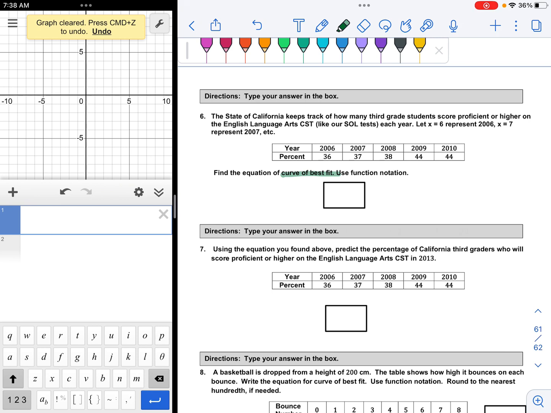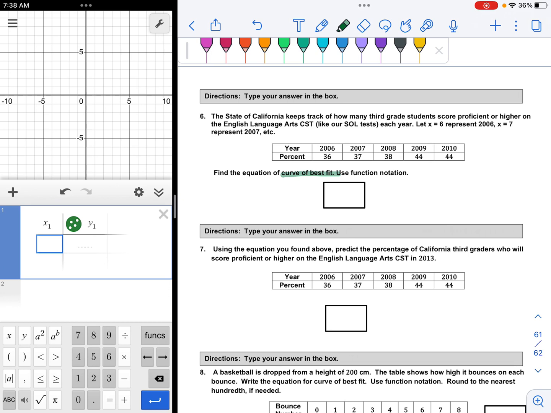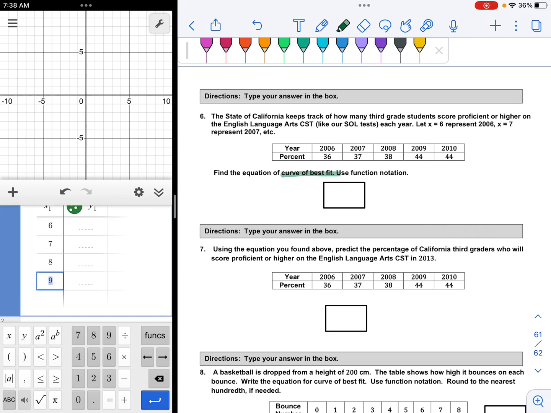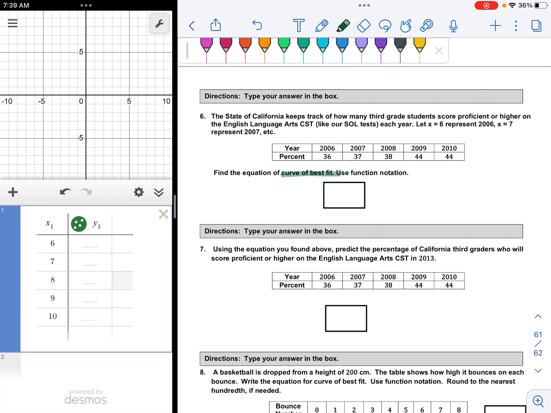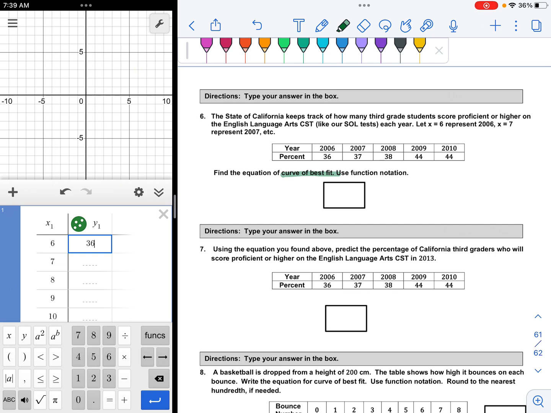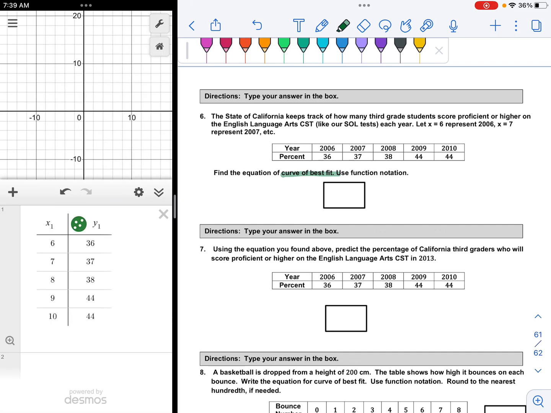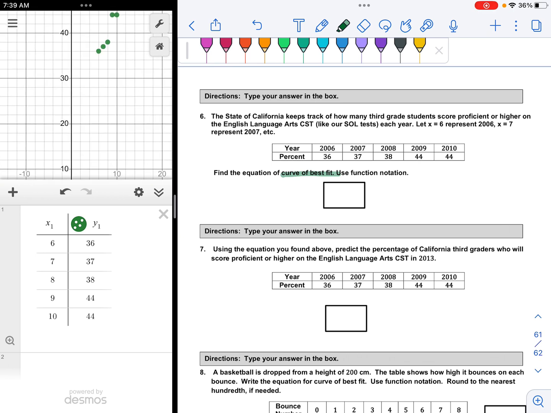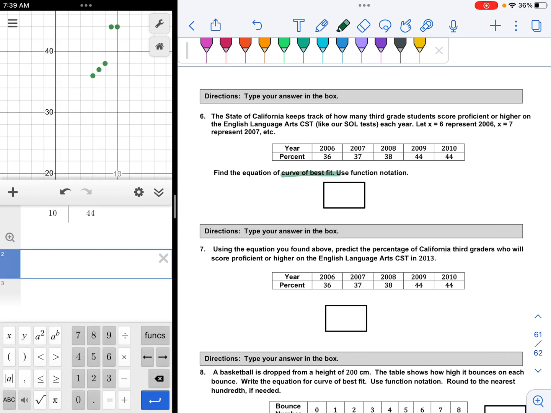We're going to go ahead and clear our calculator because we always clear it. We're going to add our table. Their table is sideways, but that's okay. We can still add ours. We're going to do 6, 7, 8, 9, and 10. Remember, we're just cutting off the 2000 part to make your graph a little easier to read. Now we're going to type in those percents: 36%, 37%, 38%, 44%, and 44%. We still need to zoom out just a little so we can see our data there. There it is. And we're going to go ahead and put in our curve of best fit.